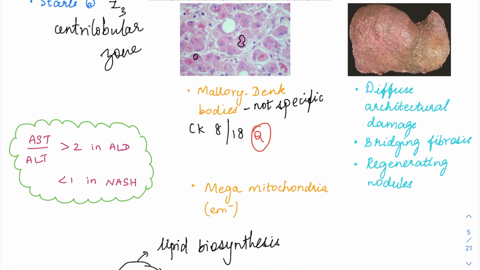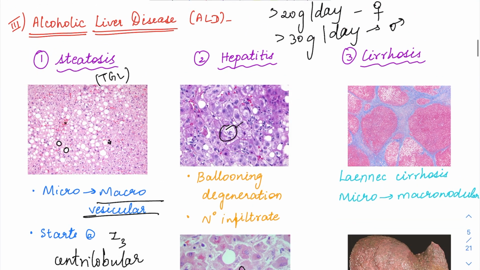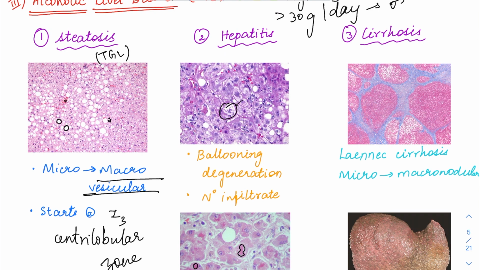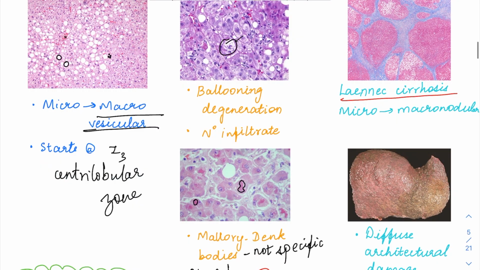You can also see megamitochondria. Since mitochondria are the ones being grossly affected by alcohol, this results in the formation of megamitochondria, which we can appreciate on electron microscopy. The third stage of alcoholic liver disease is the cirrhotic stage. Alcoholic cirrhosis is specifically given a name, Laennec cirrhosis. Laennec cirrhosis will initially be micronodular. Later on, it will proceed on to a macronodular cirrhosis.